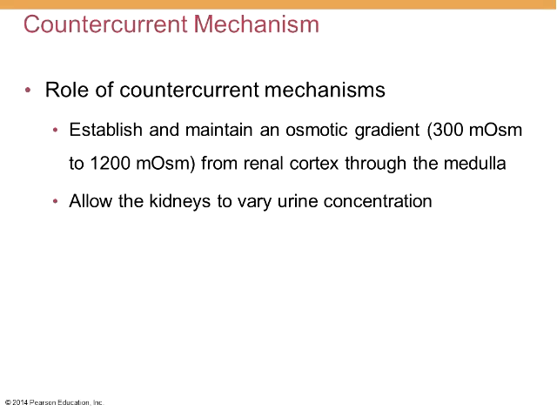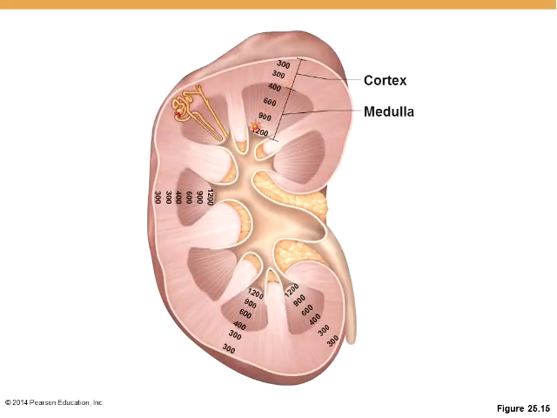The role of the countercurrent mechanism is to help establish and maintain that osmotic gradient, about 300 milliosmoles in the blood. It can go up to 1200 milliosmoles from the renal cortex through the medulla, and it allows the kidney to vary that urine concentration through that process of controlling osmosis.